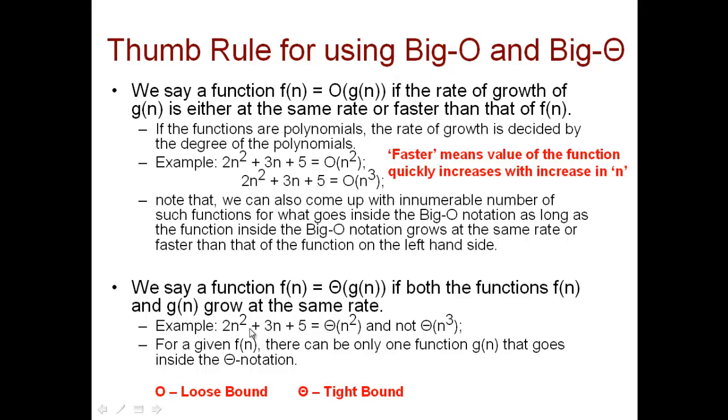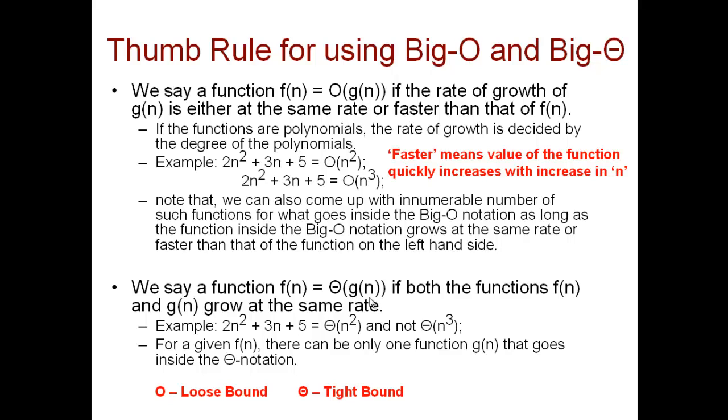That means we cannot say 2n squared plus 3n plus 5 is theta of n cube, because the degree of the function f of n on the left hand side is less than the degree of the function inside the theta notation. So for theta notation, the degree of the polynomial inside should be the same as the degree of the polynomial you have on the left hand side for f of n. When you say f of n equals theta of g of n, the two functions should grow at the same rate, which means in terms of degree of the polynomials, it should be the same degree.